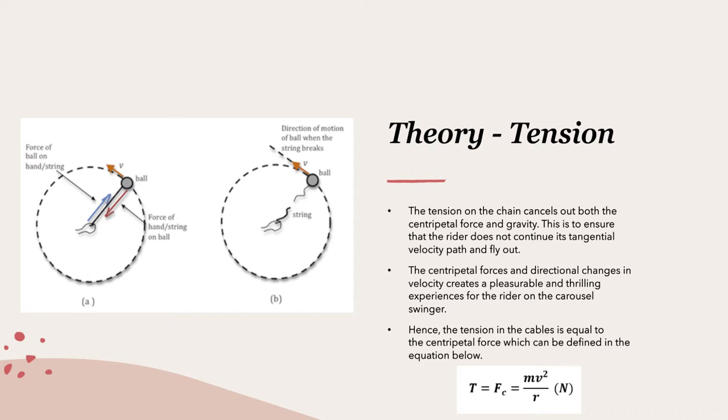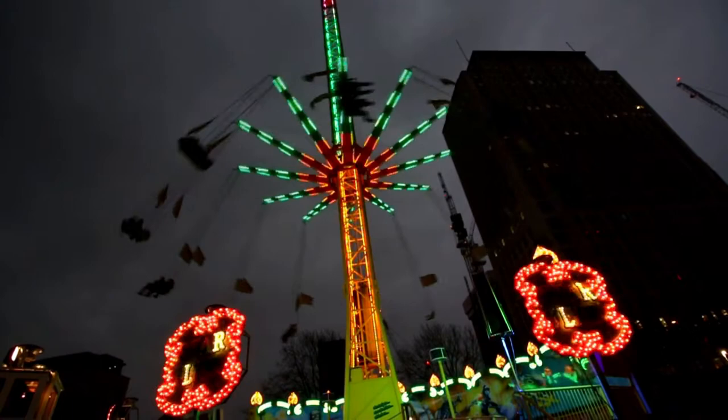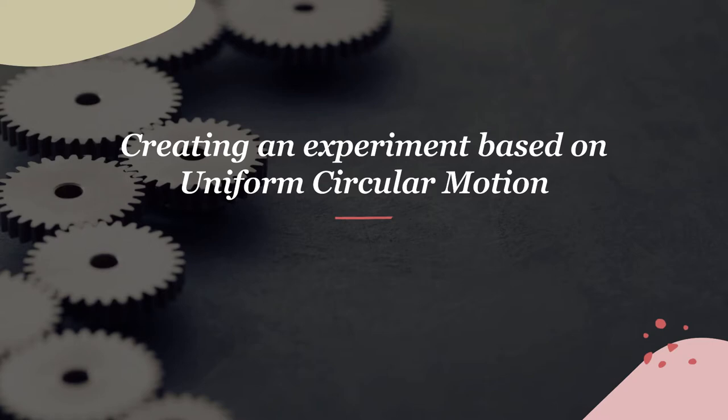The centripetal force and directional changes in velocity create a pleasurable and thrilling experience for the rider on the carousel swinger. Hence, the tension in the string is equal to the centripetal force, which can be defined in the equation below, where the tension is equal to the mass times the velocity squared over the radius. Furthermore, the movement of a body along a circular path is known as circular motion. Since the speed of the object is constant along a circular path, we can deduce this as uniform circular motion, where the speed is constant but the velocity changes. And from this, we can create an experiment based on uniform circular motion.